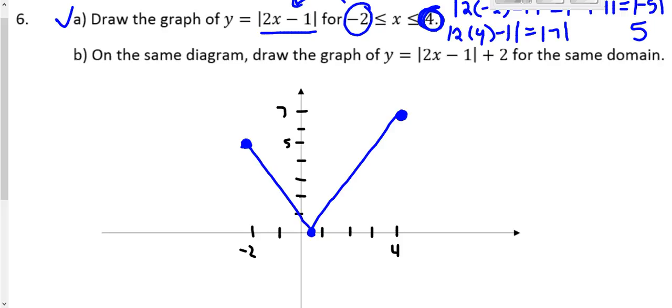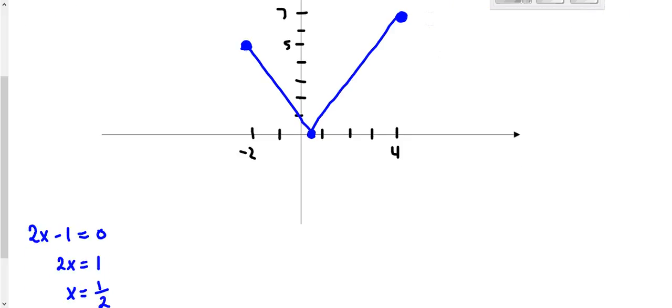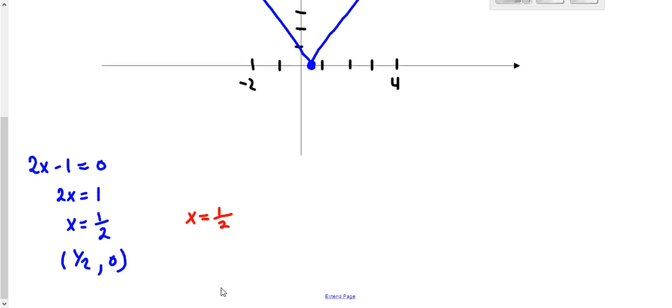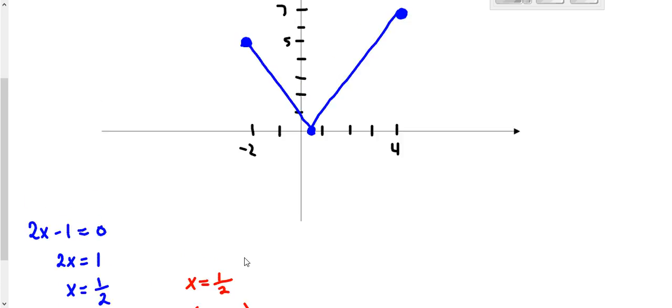If you didn't remember that, it's still the same process. You're still setting the absolute value part equal to 0. And when we get that, we still get that x is 1/2. But now our vertex is not going to be at 1/2, 0. It's going to be at 1/2, and then that 2 on the outside affects our y value. If we add 2 to 0, we get 2. So now our vertex is at 1/2, 2.